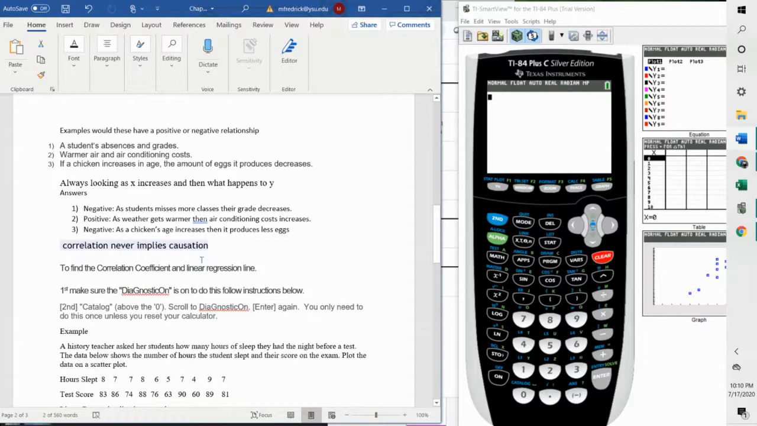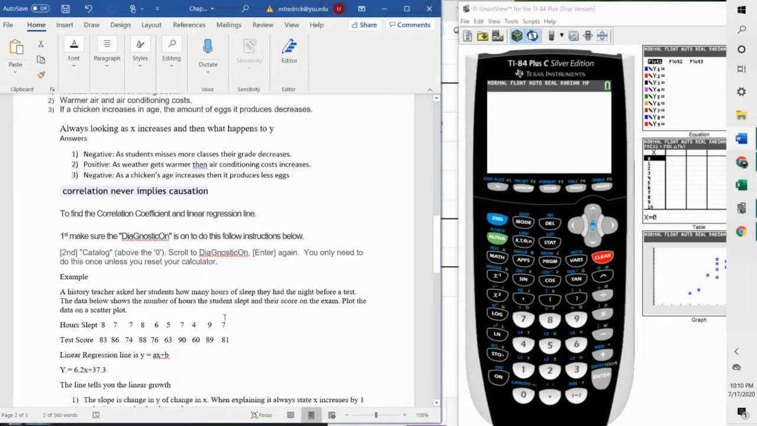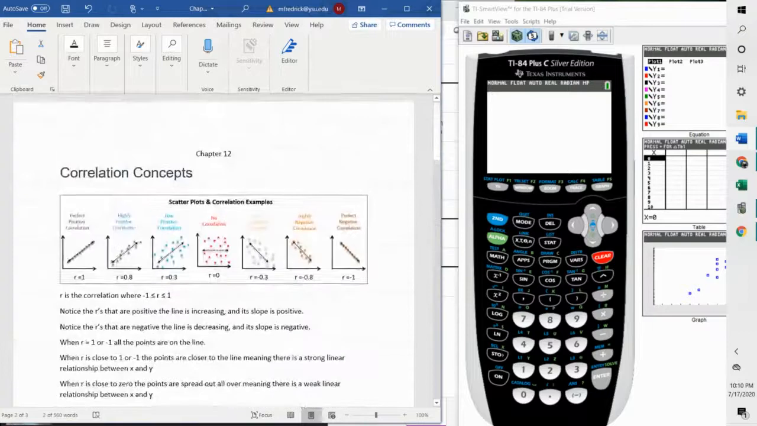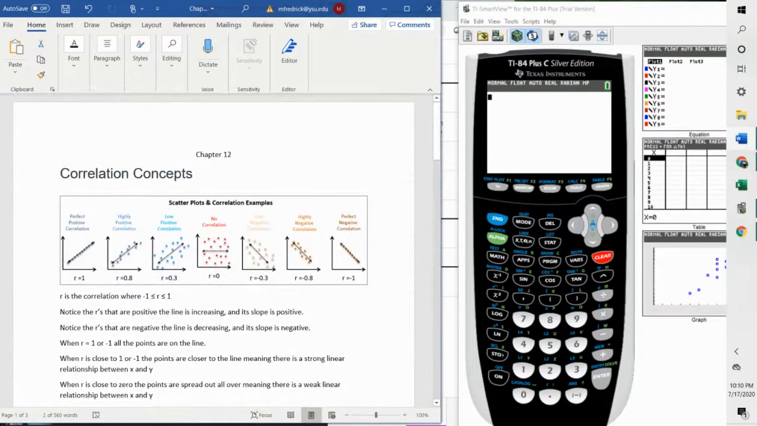Correlation never implies causation. So on the ones where they're saying it causes this, it's not cause. It's just an estimate. When you want to find the graphs like up here and the line and the R value, you can solve them on the calculator. You can also solve them on Excel by making a scatter plot. But depending on the Excel edition you have, you may not be able to get the equation for the line and R. It's just easier on the calculator.